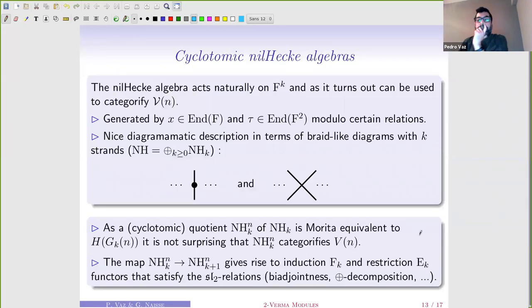Okay, now, if you want to generalize this, looking at partial flag varieties might make things hard to generalize to other Lie algebras. So this is why we look at Nil-Hecke algebras. The Nil-Hecke algebra that I mentioned before is generated by an endomorphism of F and an endomorphism of F squared that satisfies some relations, though it has a diagrammatic description in terms of braid-like diagrams with some strands. And they have a very interesting quotient called the cyclotomic quotient, where you kill all diagrams that have n dots on the first strand. This cyclotomic Nil-Hecke algebra is Morita equivalent to the cohomology of the finite dimensional Grassmannian. So it's not surprising that they also categorify V_n, the irreducible V_n.